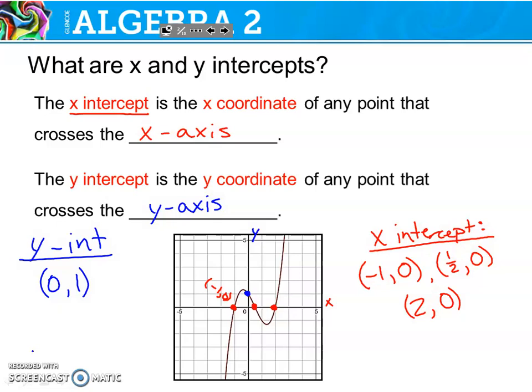Just repeating myself again, when I ask you guys for the x-intercept, I want it as a point. So -1, 0, 1/2, 0, 2, 0.